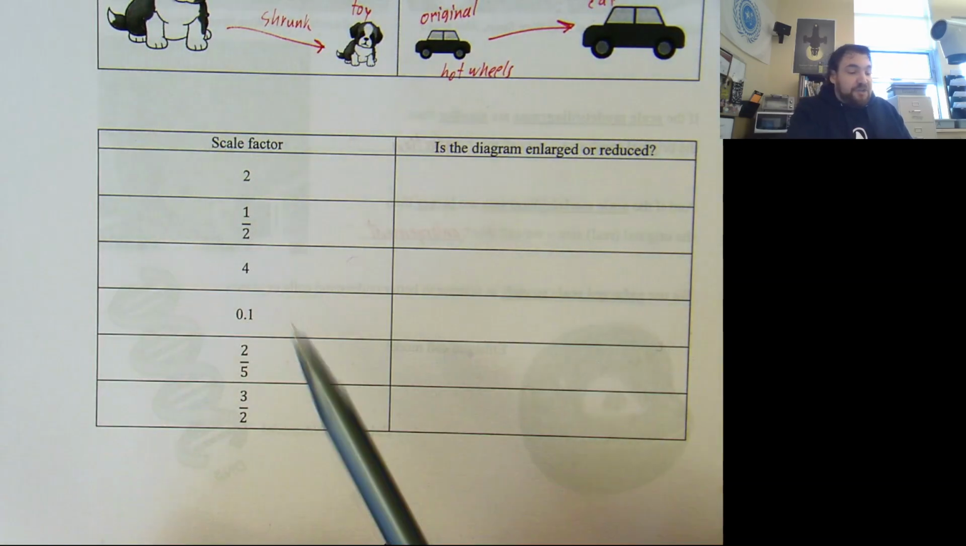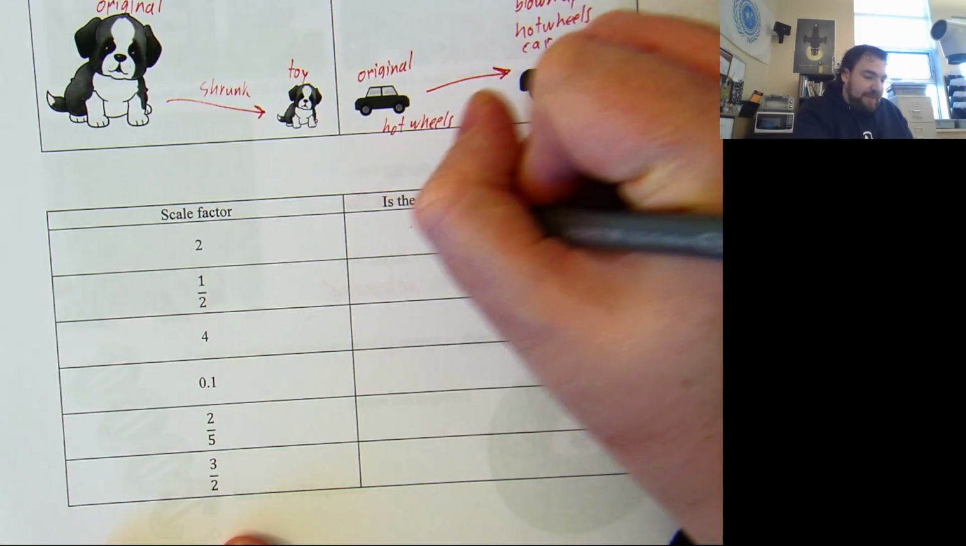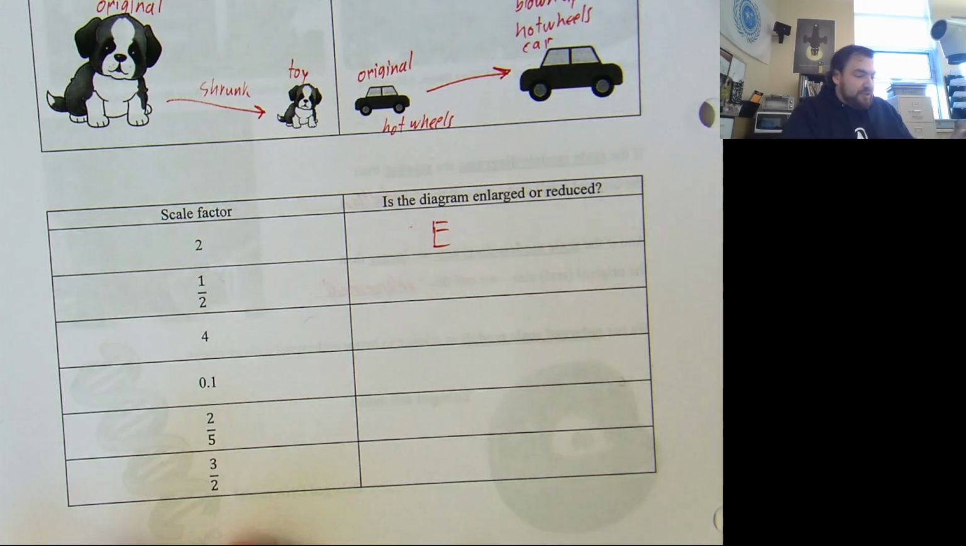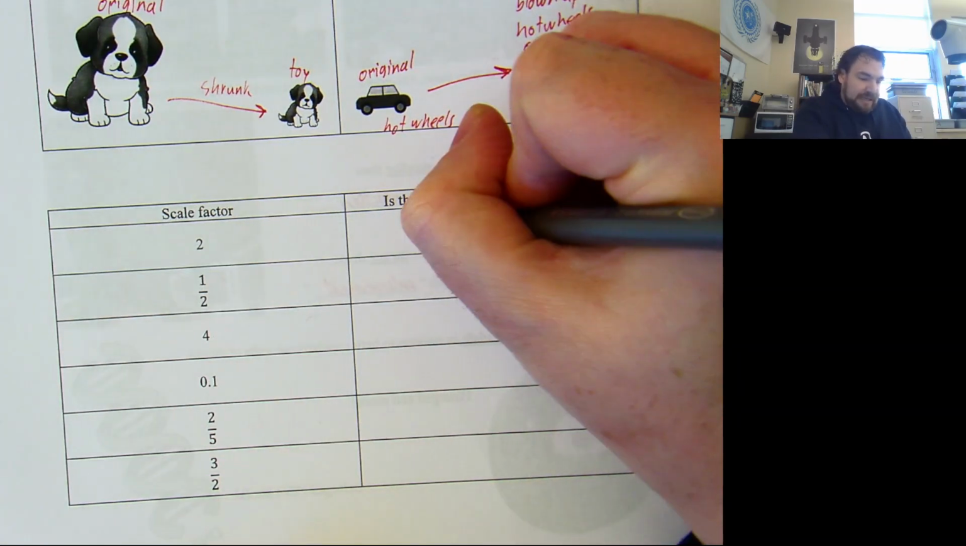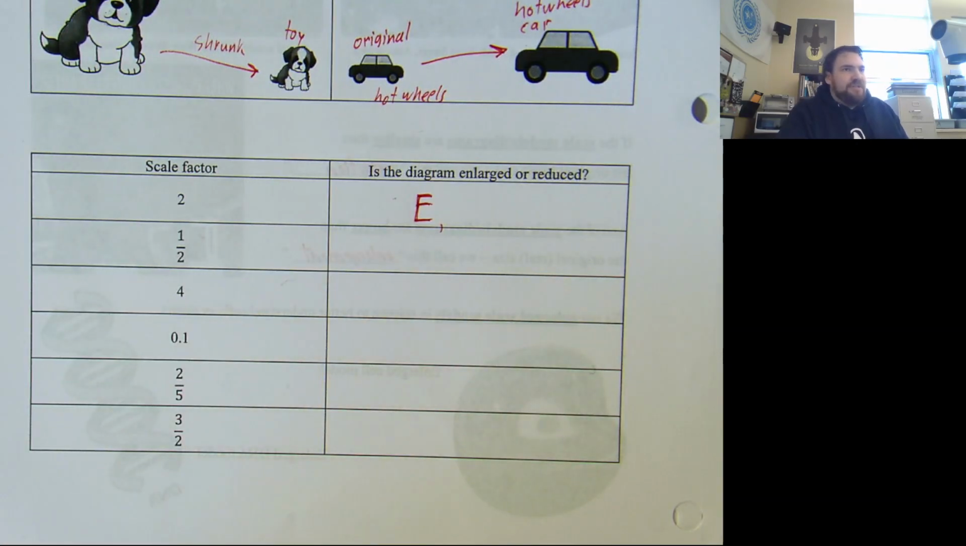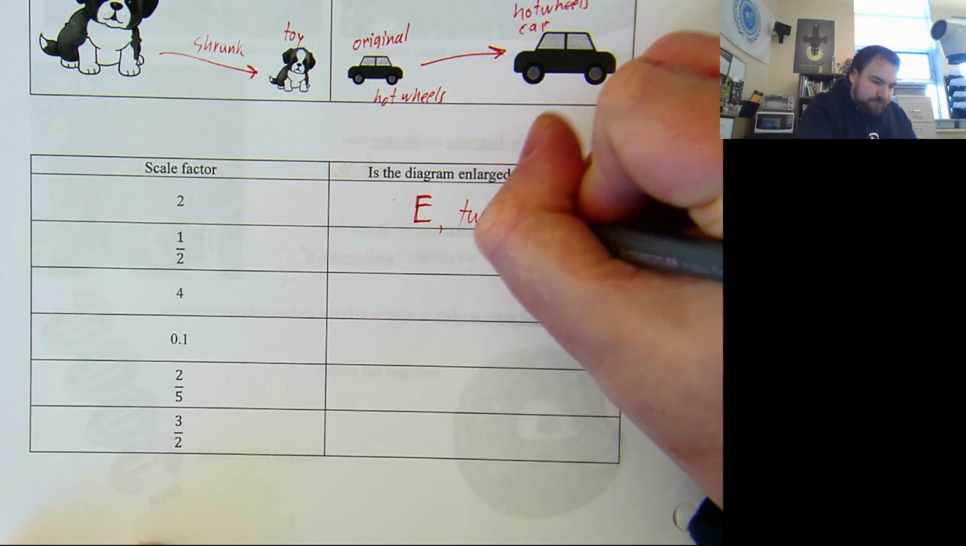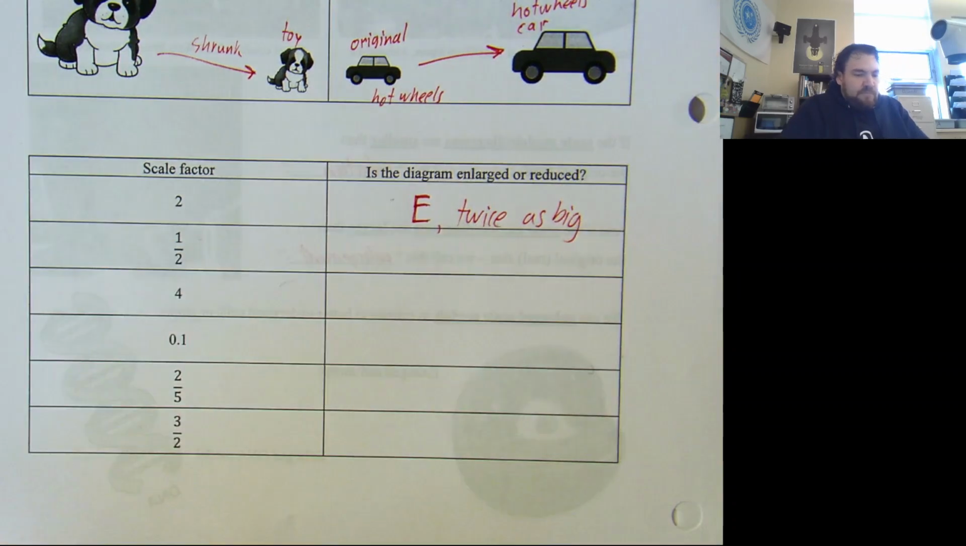So if I have a scale factor of 2, what's happening on the diagram? Is the diagram an enlargement or a reduction of the original? The scale factor is 2. It's bigger. It's an enlargement. The diagram is an enlargement of, I'm just going to use the letter E. E for enlarge. And specifically, if it's a scale factor of 2, how much has it been enlarged? It's twice as big, yeah. So the diagram is twice as big as the original.